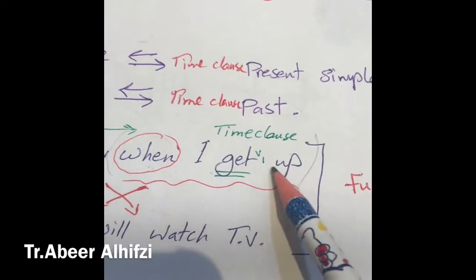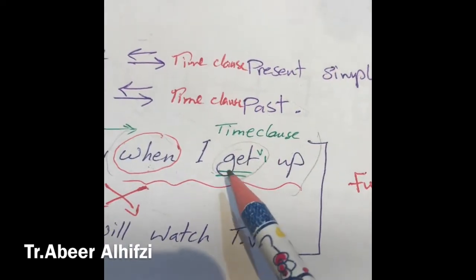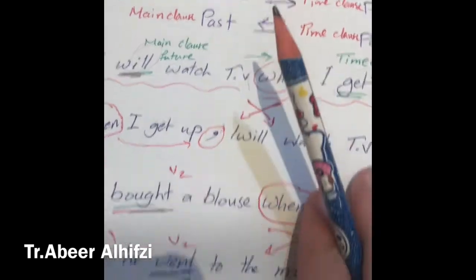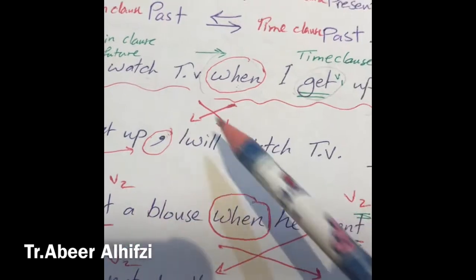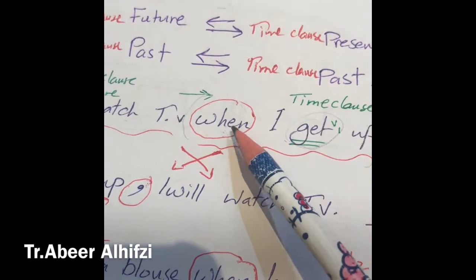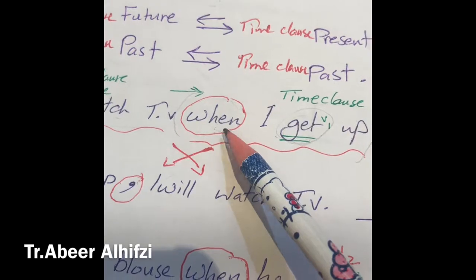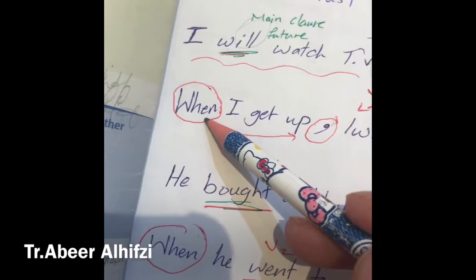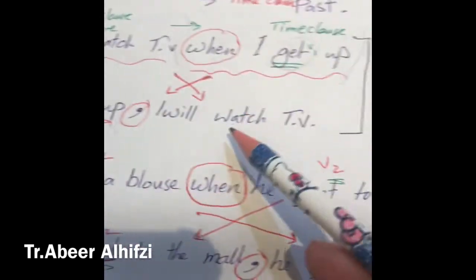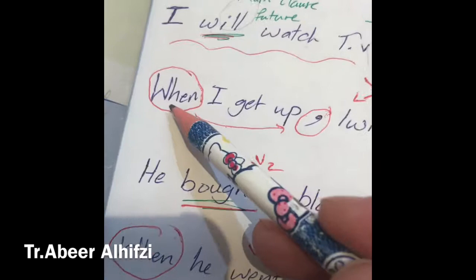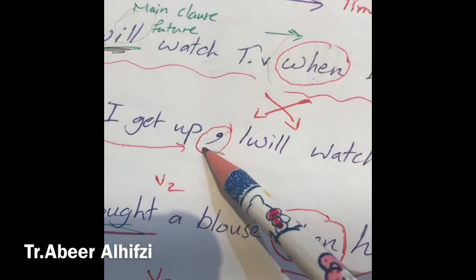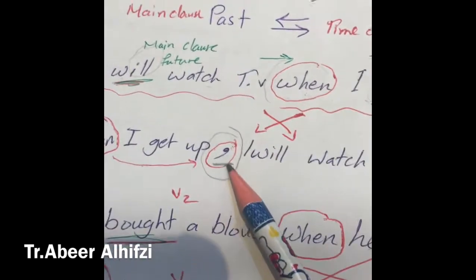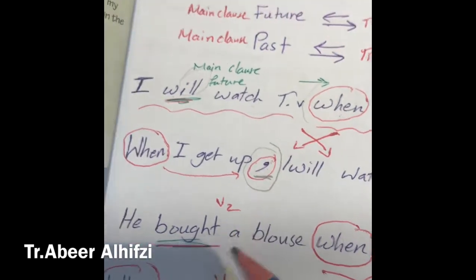So when I get up, here لاحظوا verb 1, the verb get in the time clause is in the present simple. We can switch the sentences. We can start with the time clause. يعني نقدر نبدأ بwhen, after, before, until, while, any. For example, when I get up, it will come in the beginning. I will watch TV. But when I start with the time clause, I have to split the two clauses with a comma. So in the middle between the two clauses, I have to put a comma.